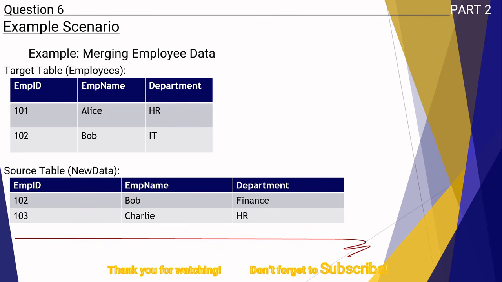If a record in the target table matches a record in the source table, we can update the data. If not, we can insert new records. If a record is in the target but not in the source, we can delete it.